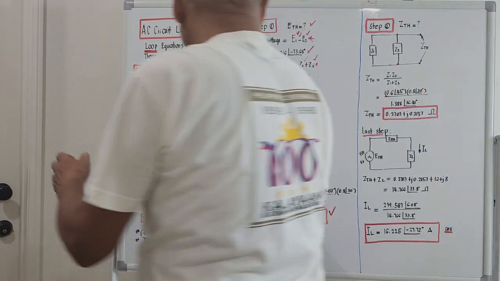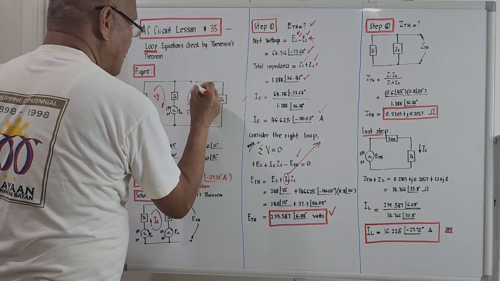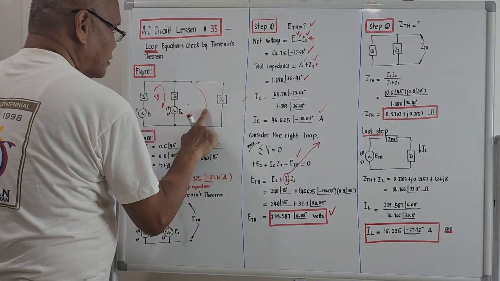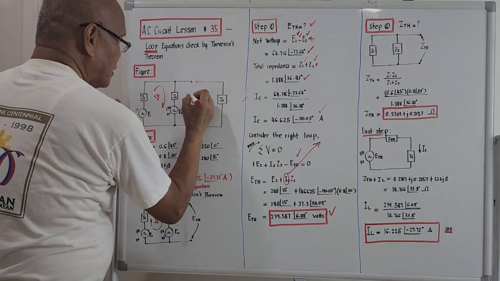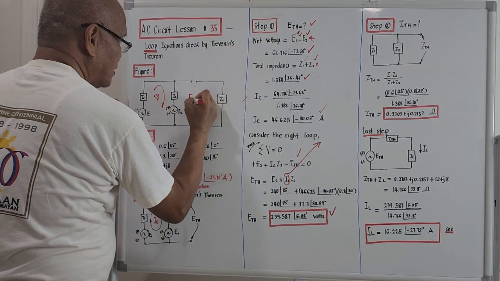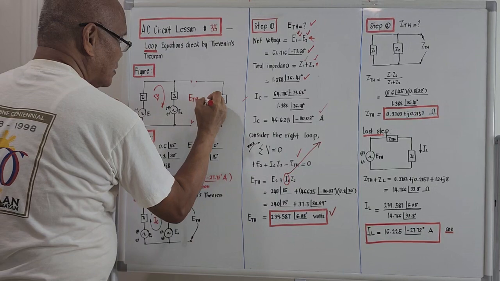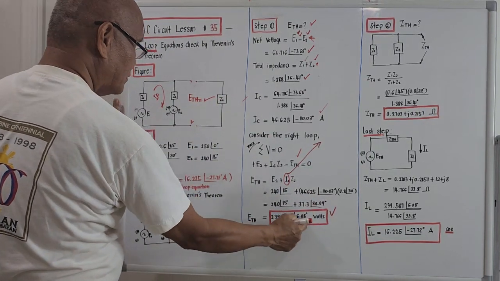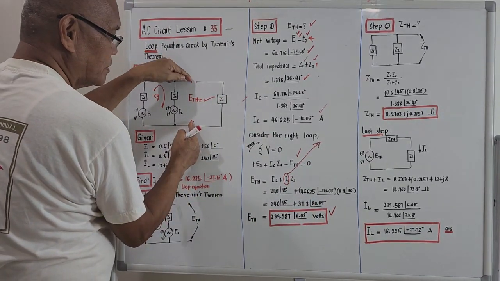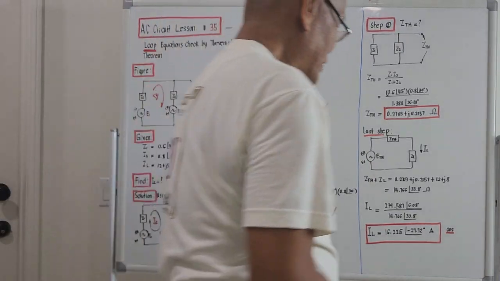So, ETH here is that value, across this. What's next?